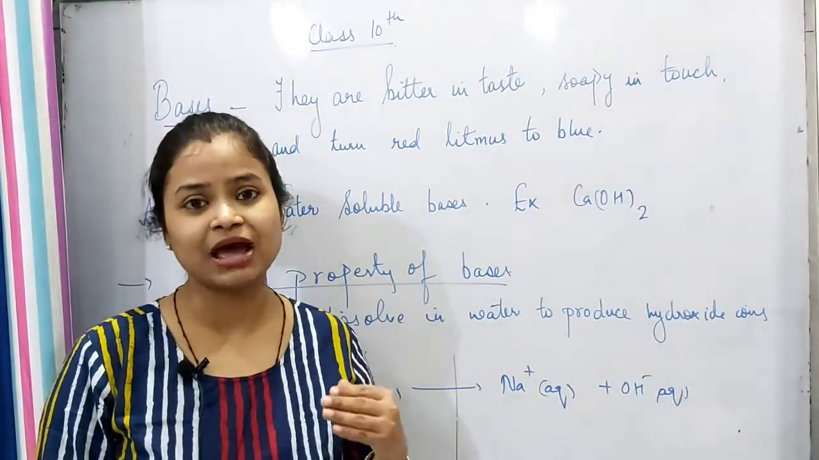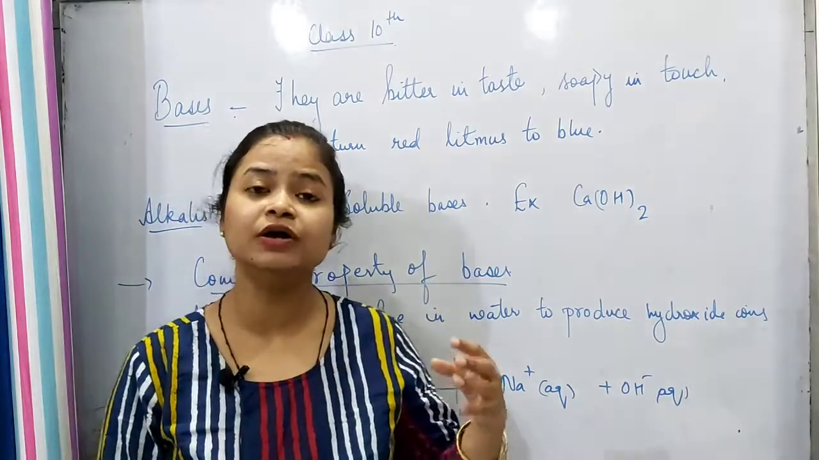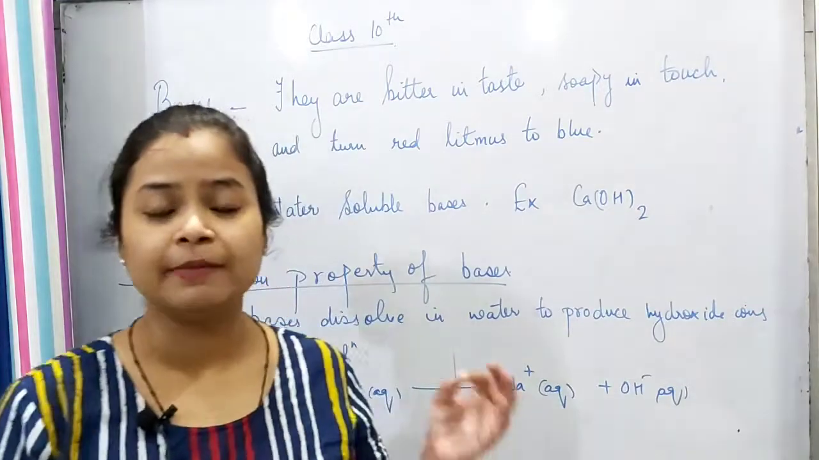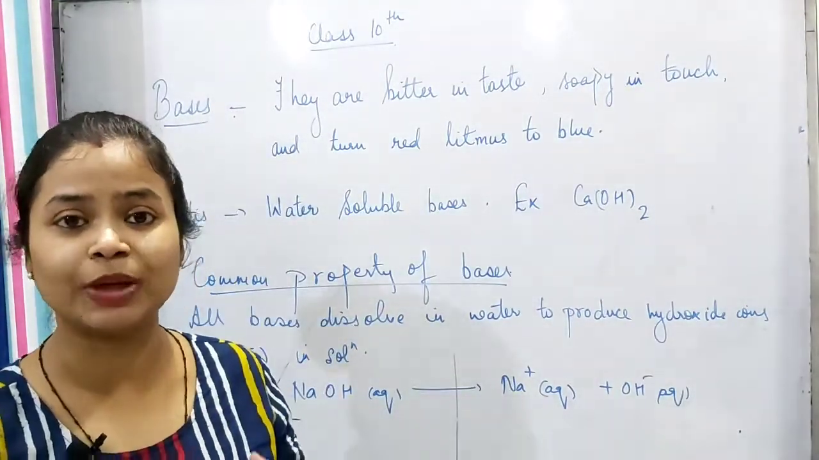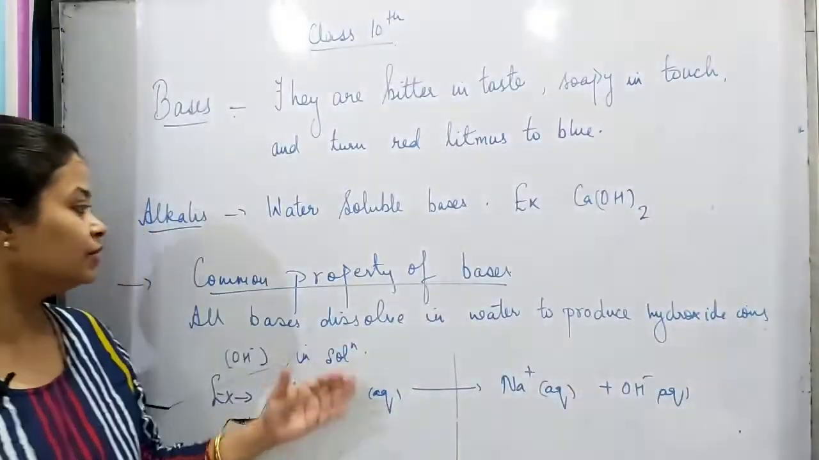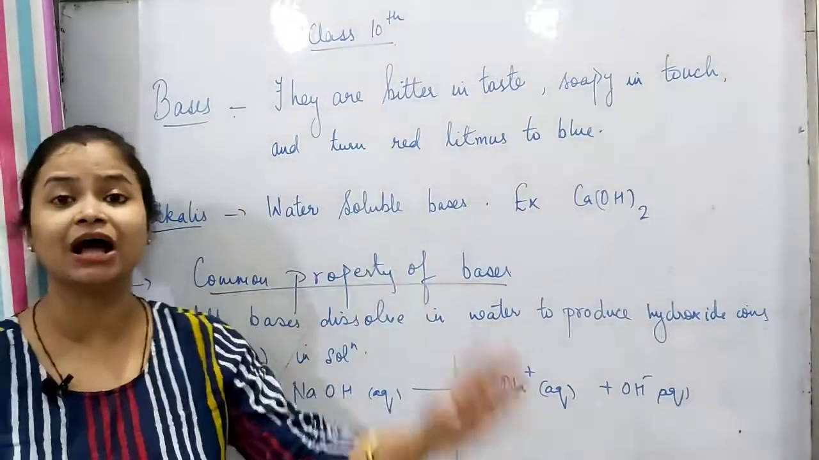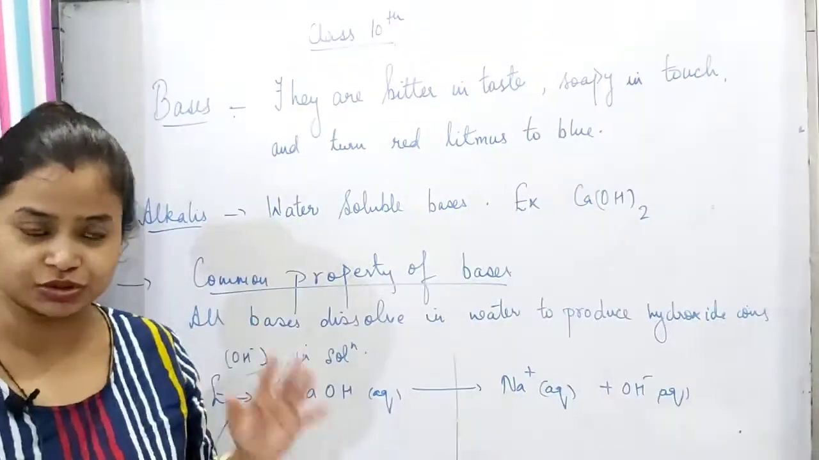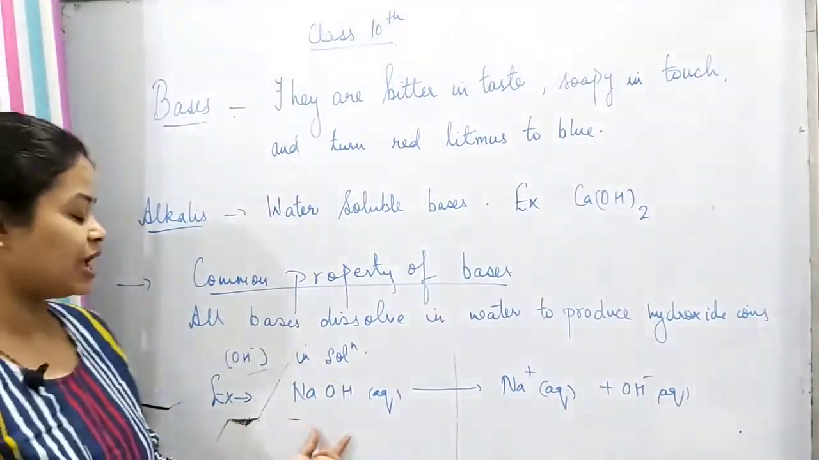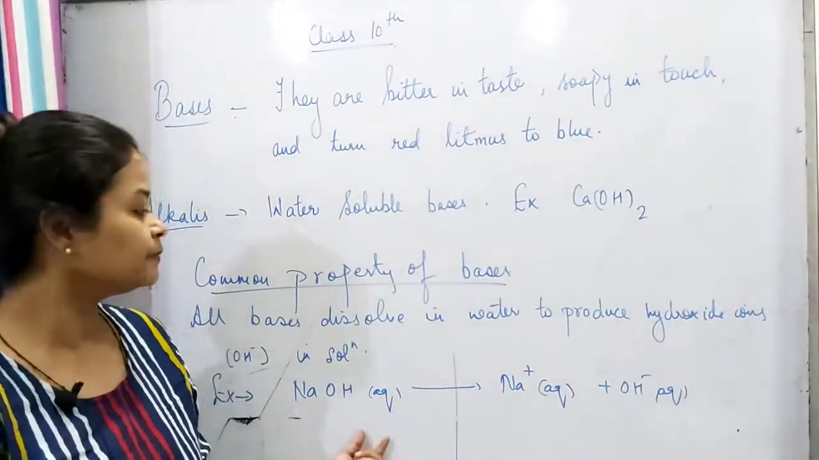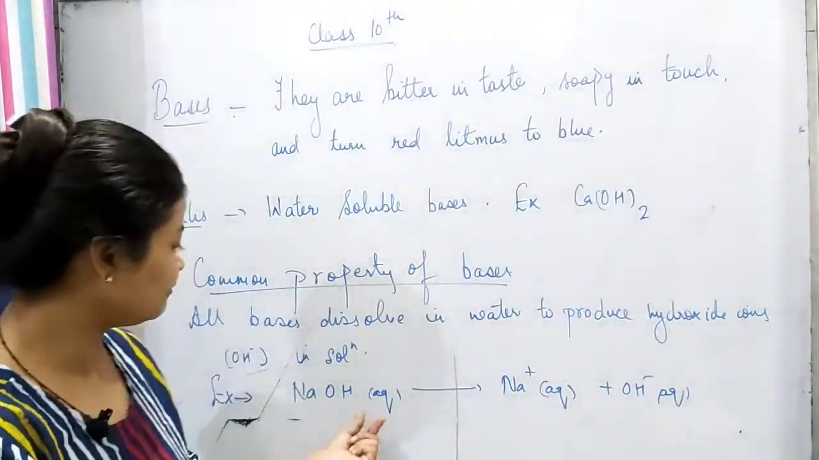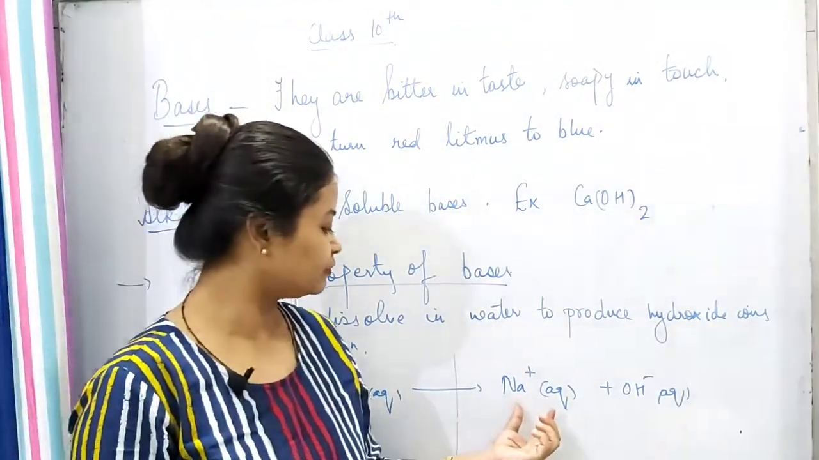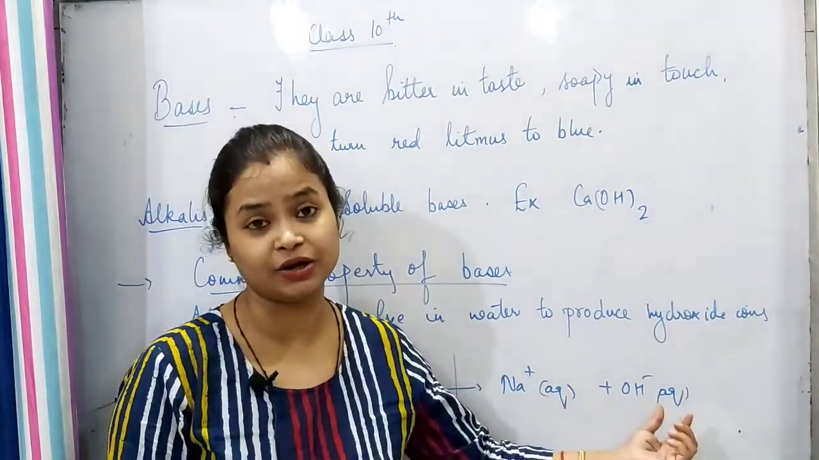Now there is one property which is common in all bases, as we have seen in acids. Acids have one common thing, that is they dissolve in aqueous solution to give H plus ion. Similarly, bases have this property, that whenever they are dissolved in water, they produce hydroxide ions, that is OH minus ions in solution. For example, NaOH, sodium hydroxide, when dissolved in water, here AQ means aqueous, gives sodium ions and hydroxide ions.